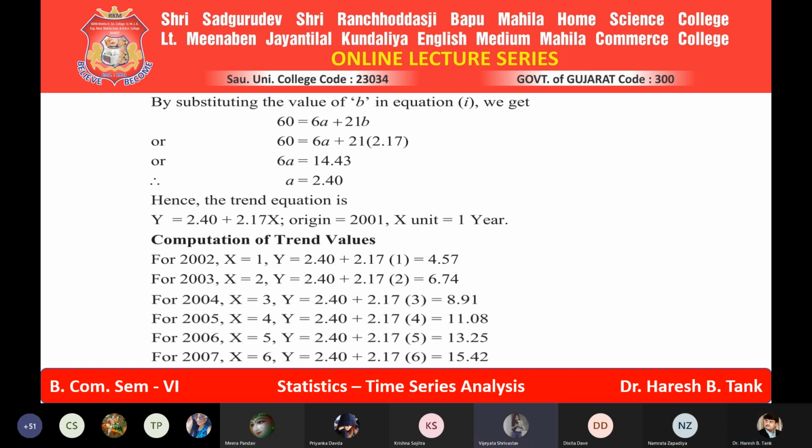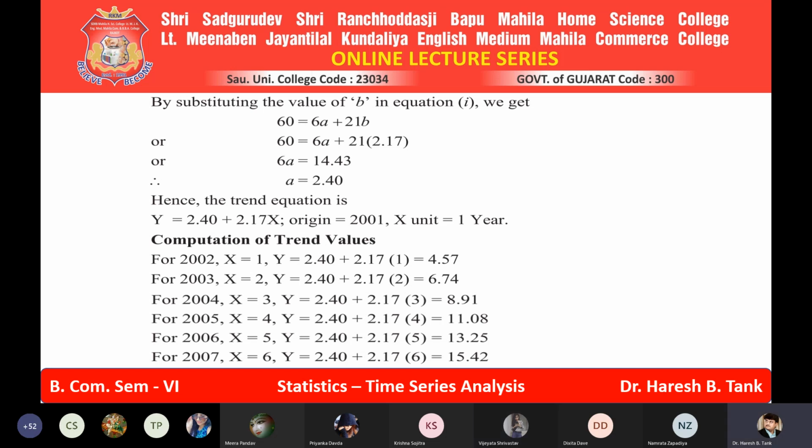Yes, sir. Okay. To get a second equation, apply summation of x on both sides of the standard form of the linear equation. The second equation comes to summation of xy equals a times summation of x plus b times summation of x square. Is it perfect?